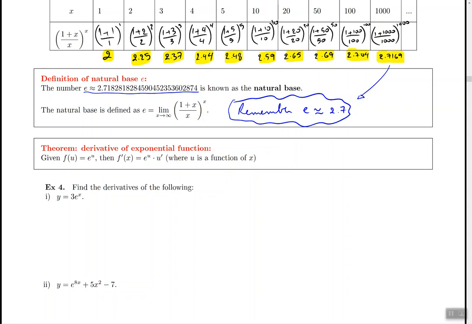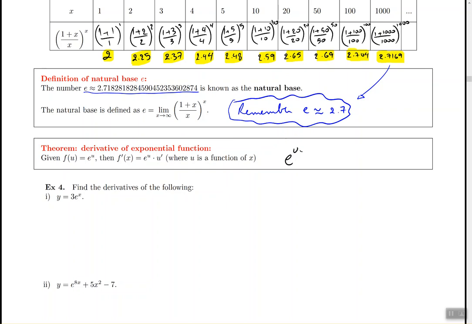So now that we know that e is roughly 2.7, a number that we call the natural base, it is kind of expected to ask, well, what is the derivative of an exponential function that has e as its base? That's what we're trying to answer with this theorem over here. So what is the derivative of an exponential function where the base is e? It turns out that it's very straightforward.